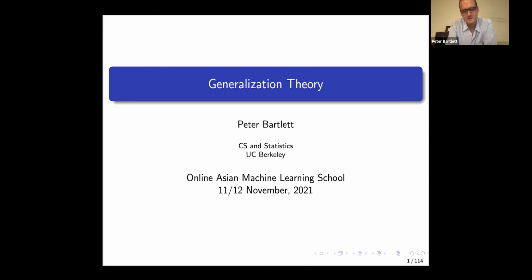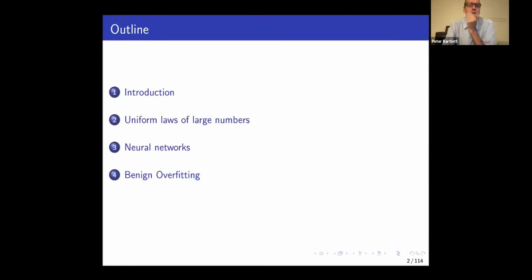So I want to talk about generalization theory. I'm going to focus on probabilistic formulations of prediction problems and the generalization questions that arise in those. One of the key tools there is uniform laws of large numbers, so we'll spend a fair chunk of time on that question, on some of the tools that we have for attacking that.